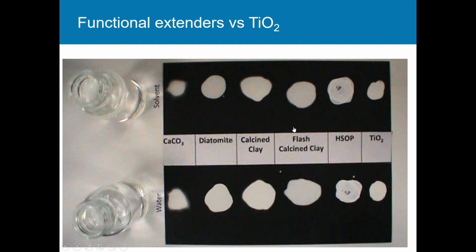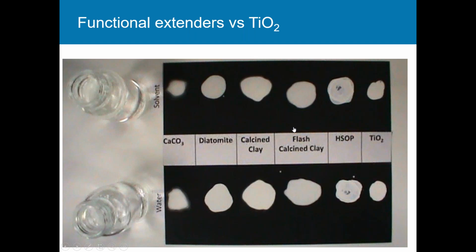With the flash calcined clay, it's a very fast process. So there the idea is that the water is removed, but the clay itself is only melted a little bit at the outside of the particle, and that should actually seal the pores. So the pores should be closed. So that's one of the ideas. We have the hollow sphere opaque polymers, so the organic white pigments, and we have the titanium dioxide in the end.